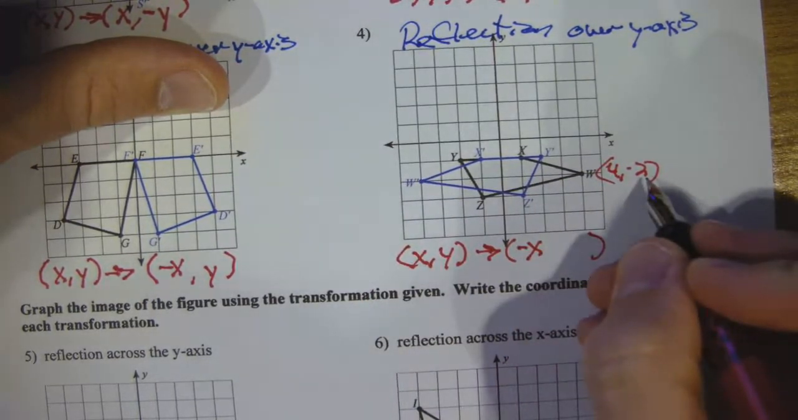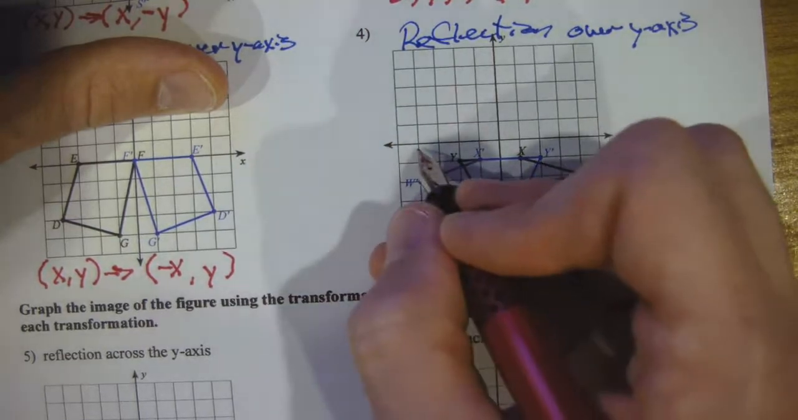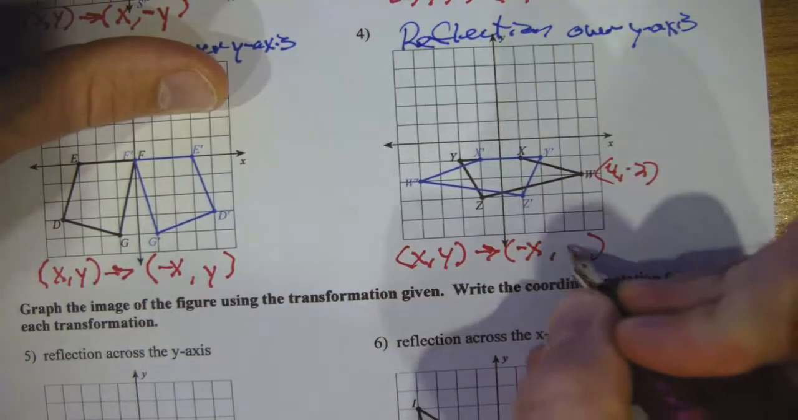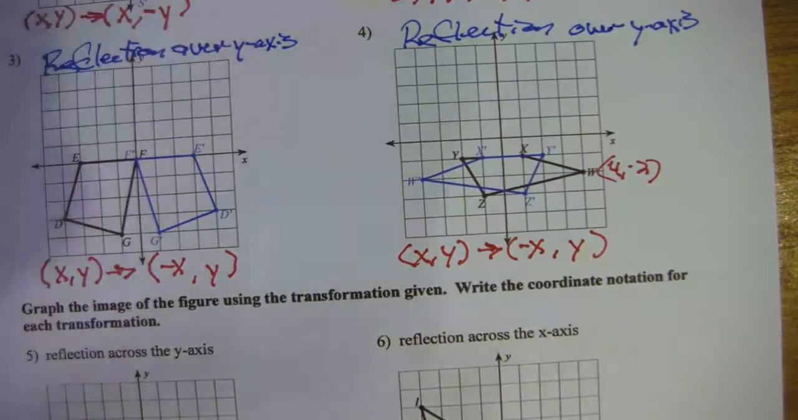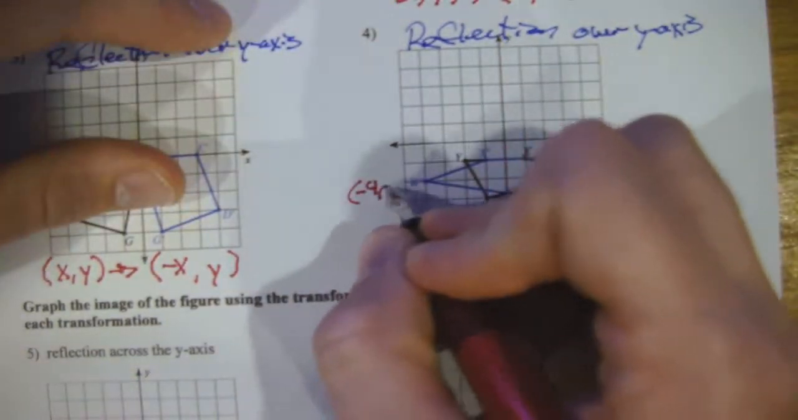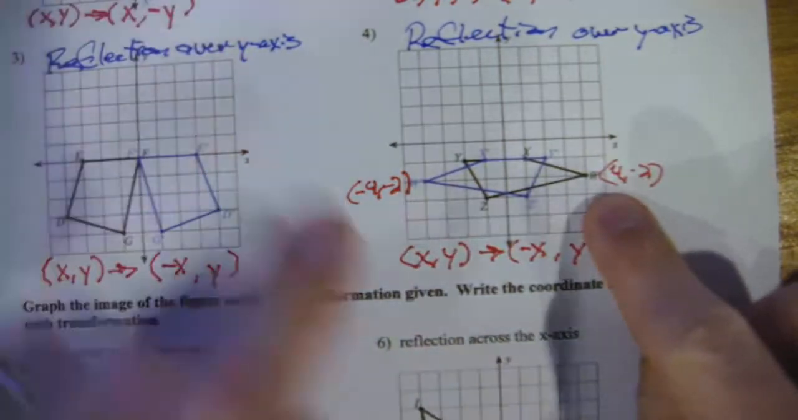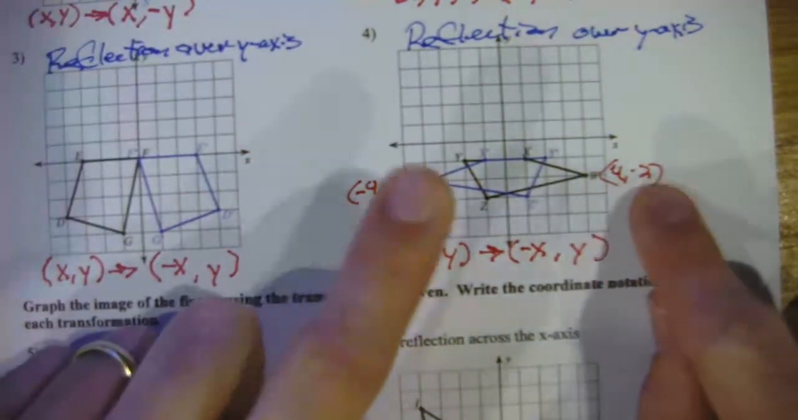But notice the y is the same. I still went down 2 here. Well, notice I still went down 2 there. So the y is unchanged. I didn't alter the y's there. So this coordinate, of course, is at (-4, -2). So notice x's are opposites, y's are the same.